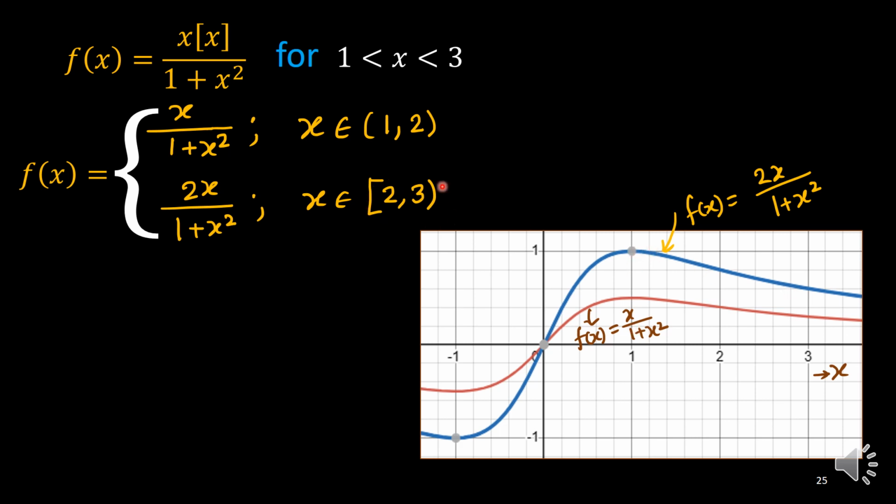But here the interval we will consider is 2 to 3. So this function will start from here and go up to this. That is all we need to consider. Now we need to find the range of this function, meaning the values of f of x that vary over this interval.